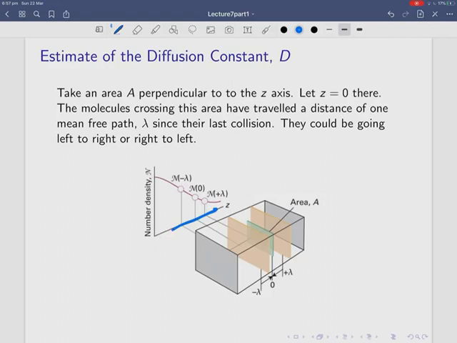And we're going to let, at their area A, we're going to let z equals 0 just here. Okay, just there. The molecules crossing this area have travelled a distance of one mean free path, roughly, since their last collision. So they've got molecules zipping across here and zipping across here, and some of them are going away, of course, some of them are zipping elsewhere. But the molecules that actually cross that surface have travelled roughly a mean free path, lambda, since their last collision. They can be going from left to right or right to left. It doesn't really matter.